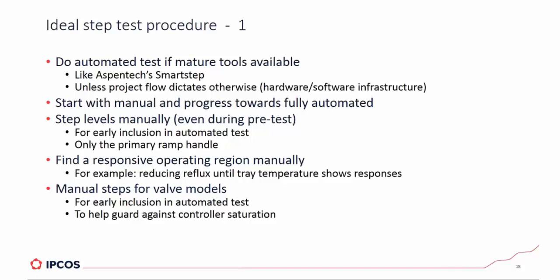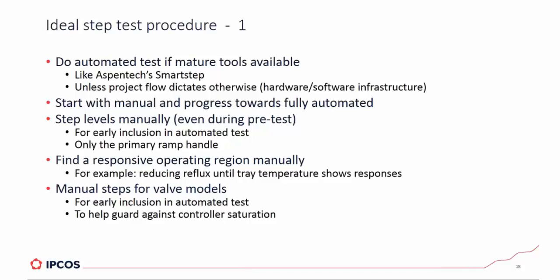We would also start with a manual test to find a responsive region in which we want to continue our test. We do that manually, especially if we know of the possibilities before, like reducing the reflux on the distillation column until we do actually see the tray temperature showing good responses.